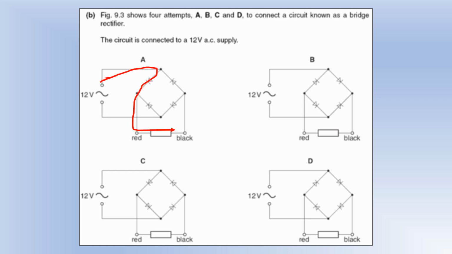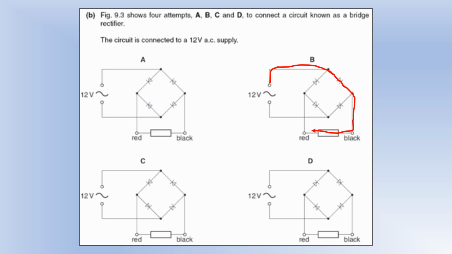So with A, if the current is positive, we're going to have the current going this way. So it's going to go through the diode, which is described as being forward biased because it's in the right direction. Once it's gone through that diode, it's going to go through the resistor because it can't go through the other diode. So that's the path it would take. If it goes in a negative direction, we can see it's going to take this path. So you can see both directions have gone through the resistor.